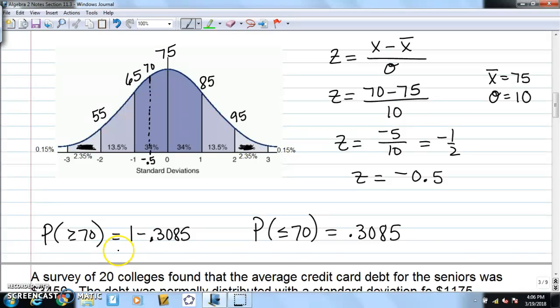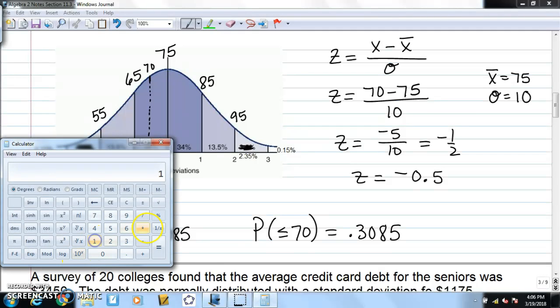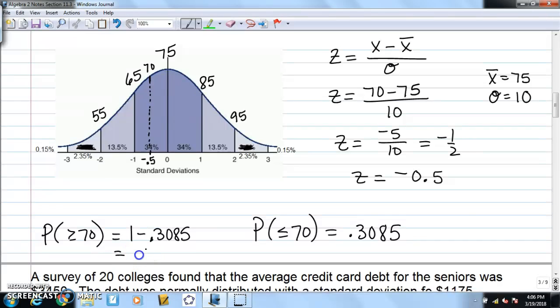So this equals, let's get our calculator out here, 1 minus 0.3085, which is 0.6915. Again, that should make sense because this is about halfway, so 50% and another 17%, around 67, but that's not exact with the probabilities. So 0.6915 is the probability that it's greater than or equal to 70.